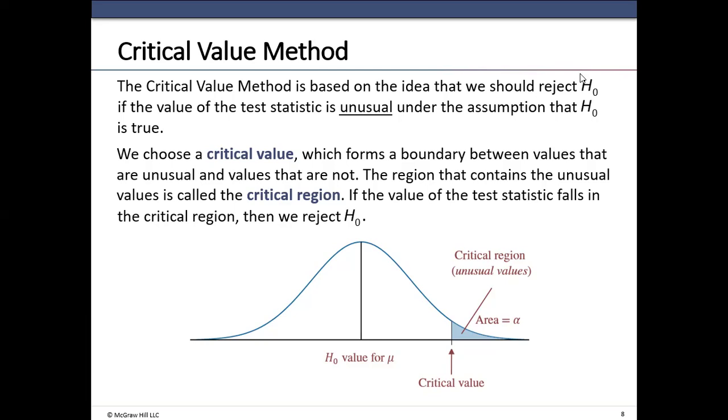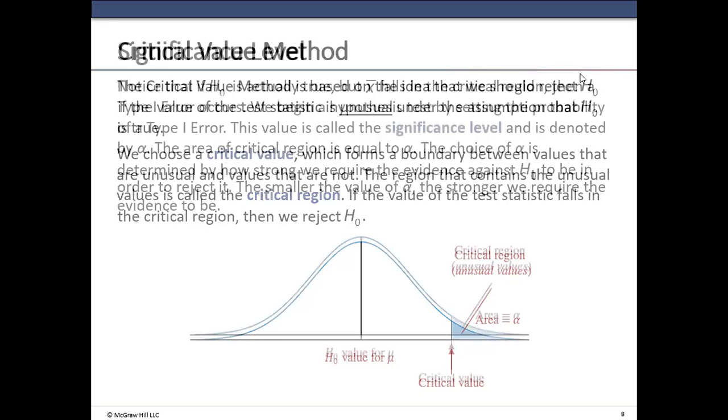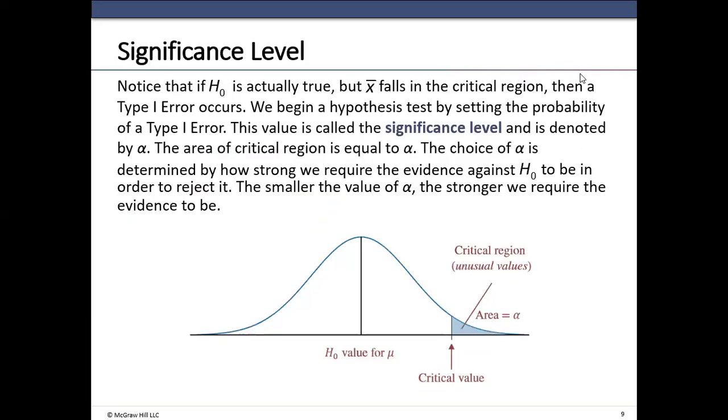Mean is 0. Standard deviation is 1. And we paste, enter, and enter. That critical value is 1.645. Okay. Notice that if H0 is actually true, but X bar falls in the critical region, then a type 1 error occurs. We begin a hypothesis test by setting the probability of type 1 error. This value is called the significance level and is denoted by alpha. Remember, type 1 error occurs when we reject H0, even though in reality H0 is true.